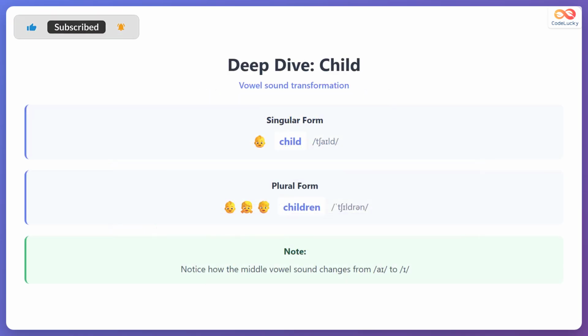Let's examine child in detail. The singular form is pronounced child, written child. When we make it plural, it becomes children, pronounced children, written children. Notice how the middle vowel sound changes from the long I sound to a short I sound. This vowel transformation is what makes it irregular.